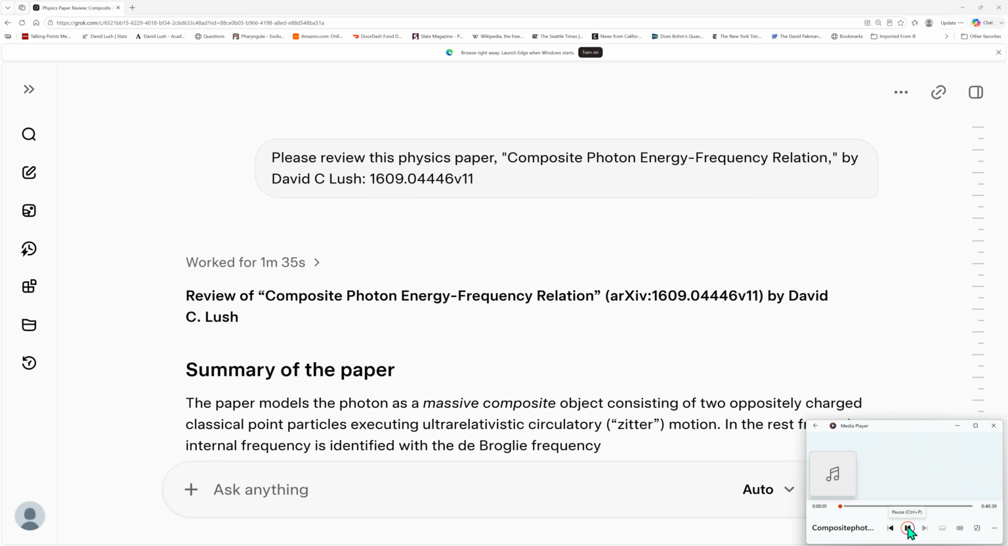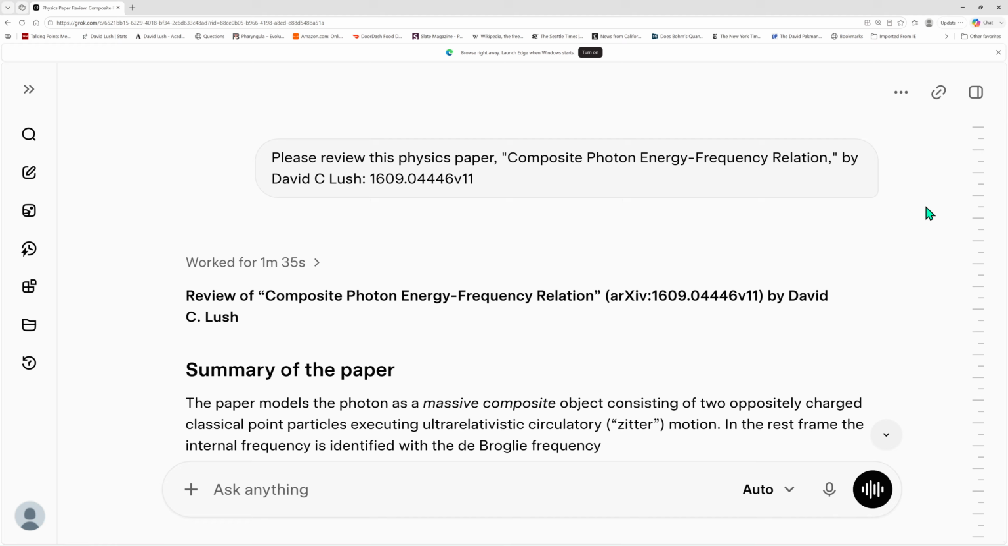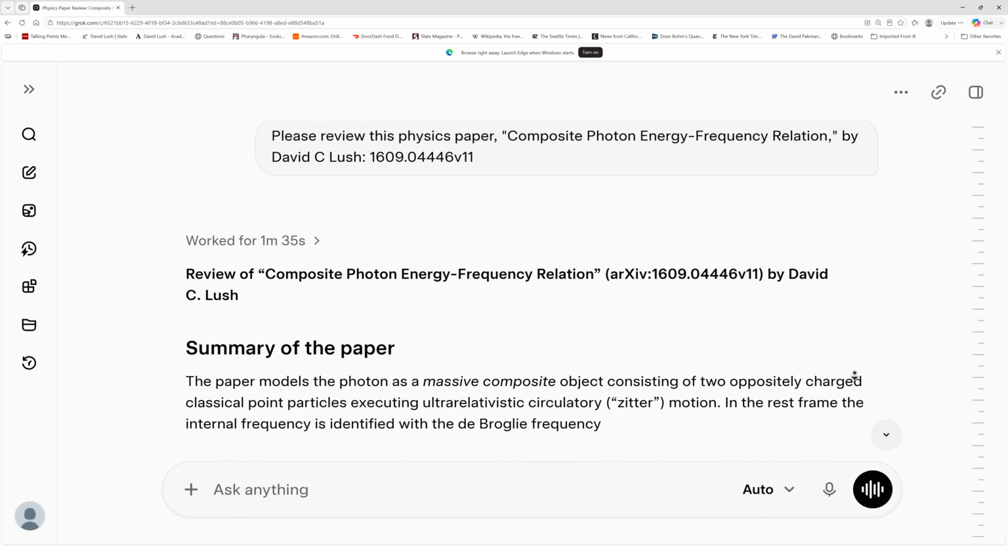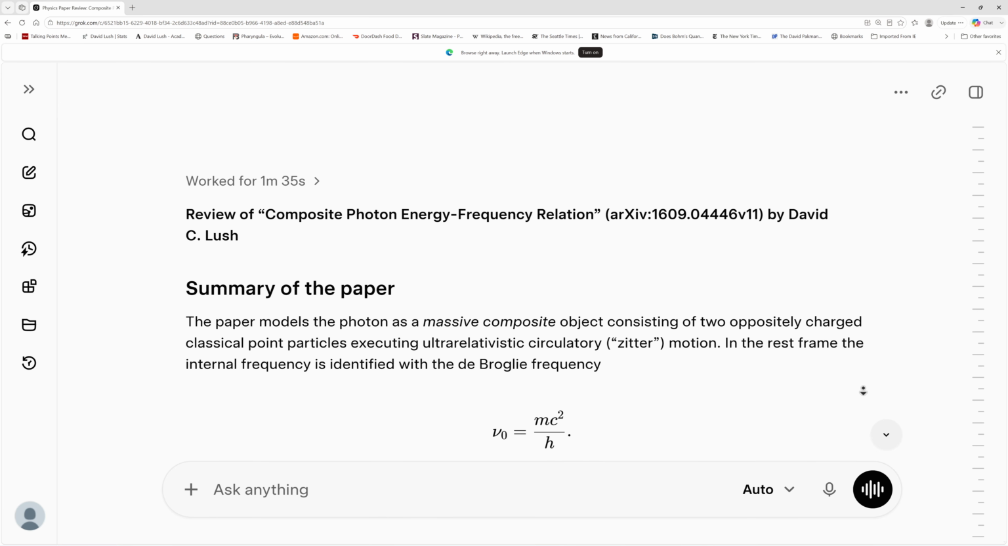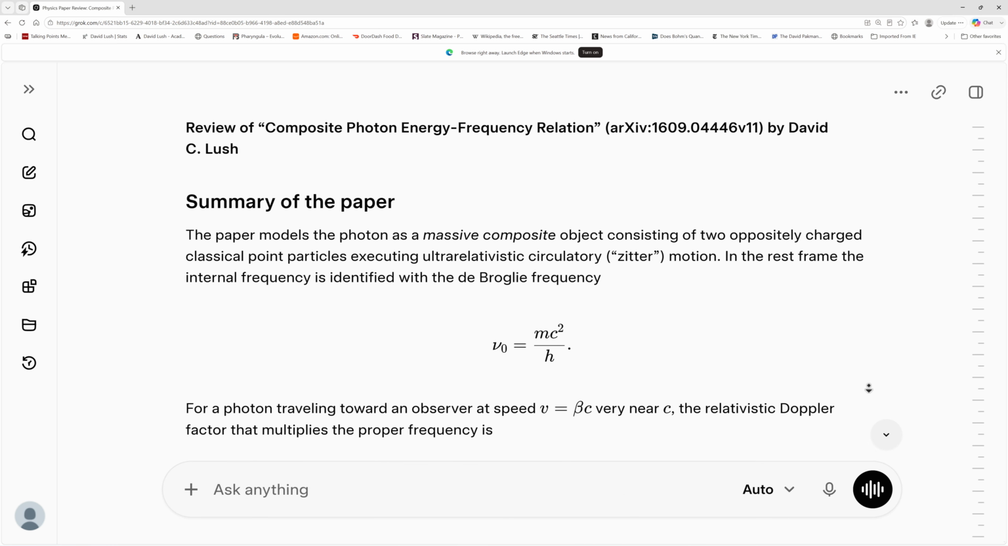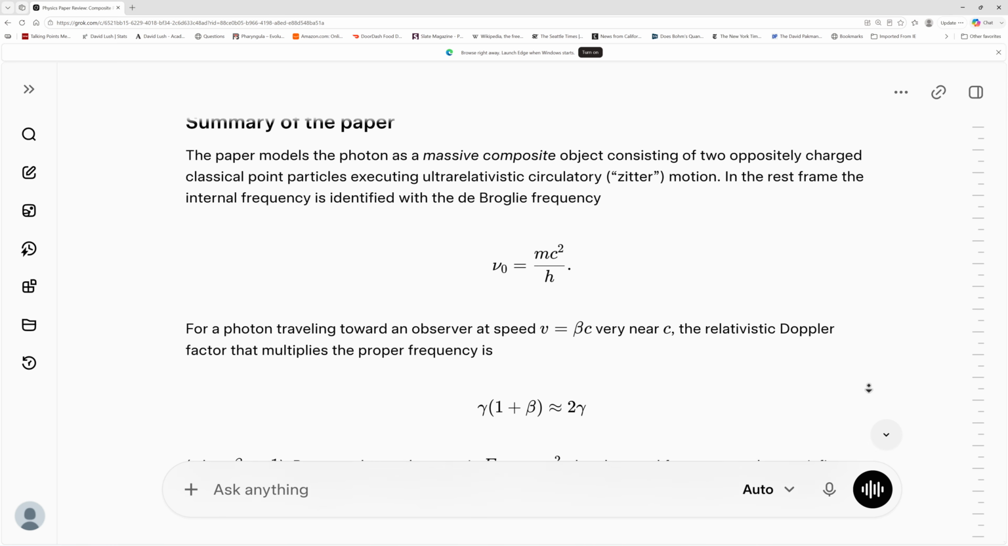Please review this physics paper I wrote, Composite-Photon Energy-Frequency Relation. Review of composite-photon energy-frequency relation, arXiv:1609.04446 v11, by David C. Lush. Summary of the paper.